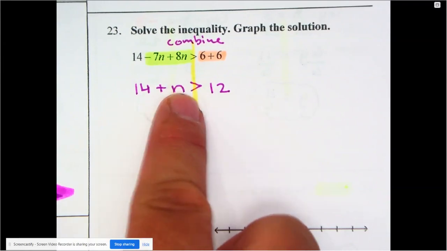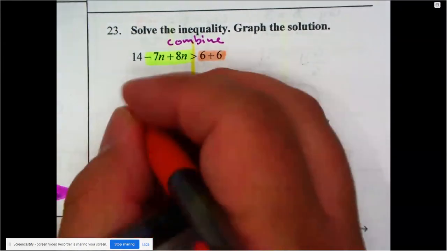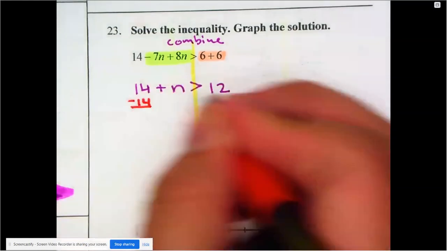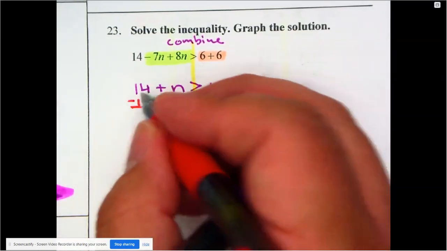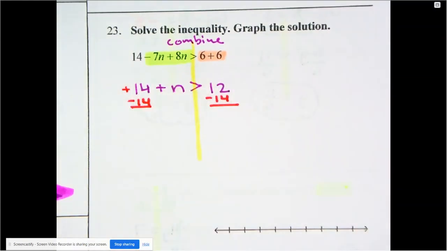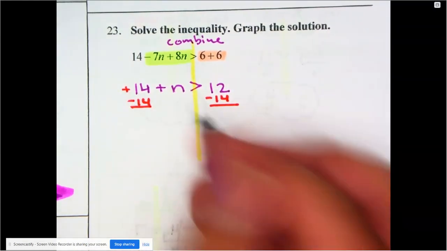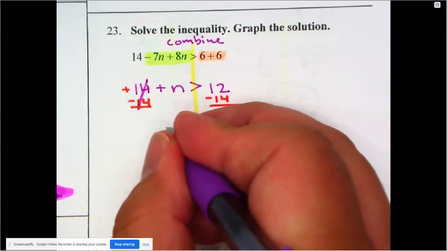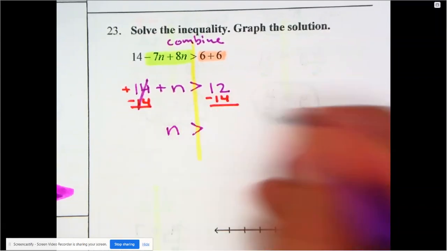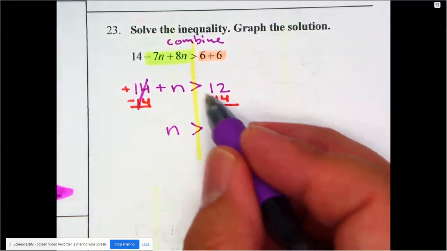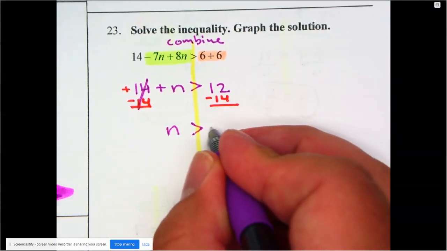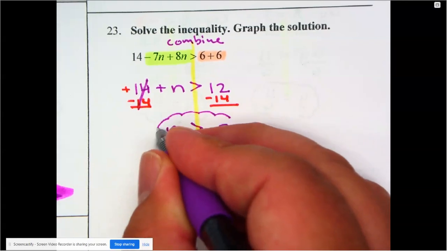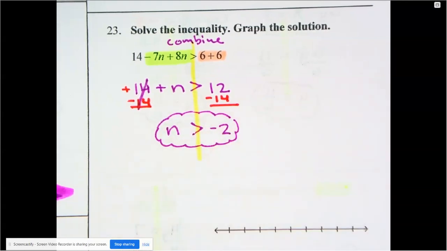If I'm trying to solve for n, all I have to do is one last thing. Get rid of the 14 by doing the opposite operation, not the opposite sign. If it's a positive, aka adding, then subtraction is what we need. So then n is greater, because we're adding and subtracting. We don't even question reversals. 12 and -14 is -2. There it is. There's me solving the inequality.